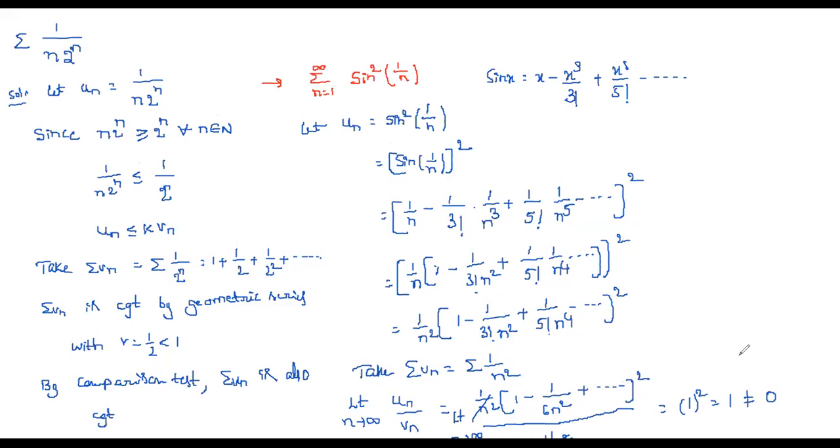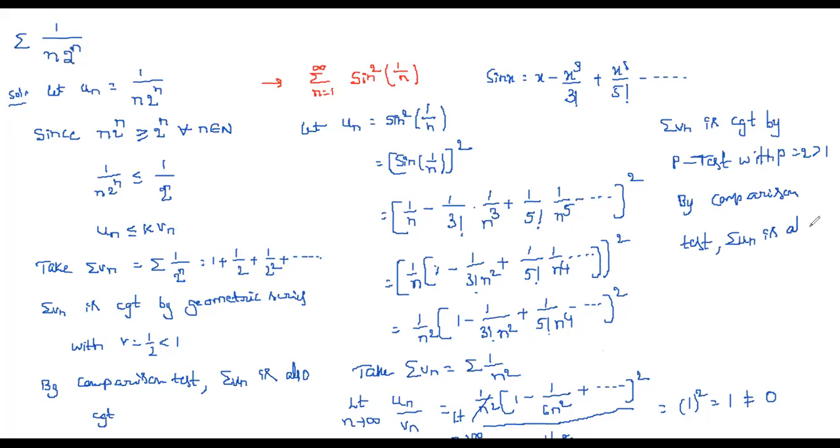And then summation Vn, what we can say is that summation Vn is convergent, right? By which test? By p test, with p equal to how much here? p is equal to 2, which is greater than 1. So therefore, by comparison test, summation Un is also convergent.